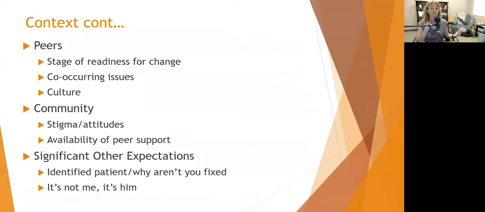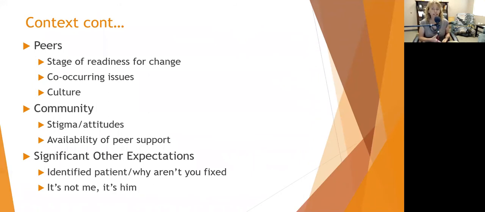Peers' co-occurring issues can also affect the context of learning. If you've got a peer, and this happens in substance abuse treatment sometimes, you'll have people in there who just got their meds changed or whatever, and they're sleepy and dozing off in group. Well, dozing off in group for a lot of people who are recovering from opiate abuse is a trigger. They see somebody who's just kind of nodding off, and that triggers their desire to use. So it's important to be aware of those things. And culture obviously impacts the learning environment if you've got a very diverse group.